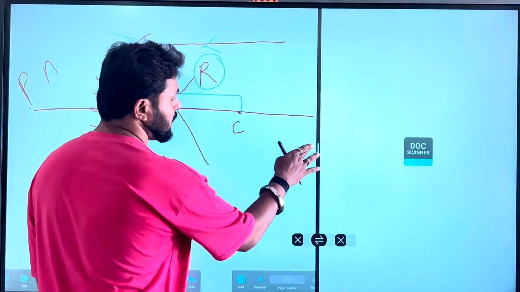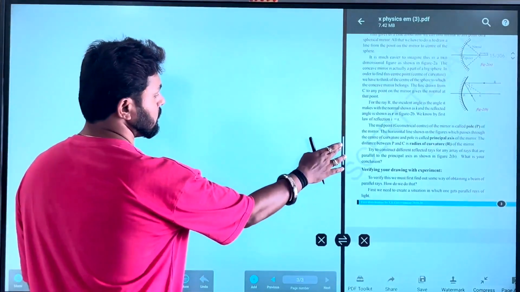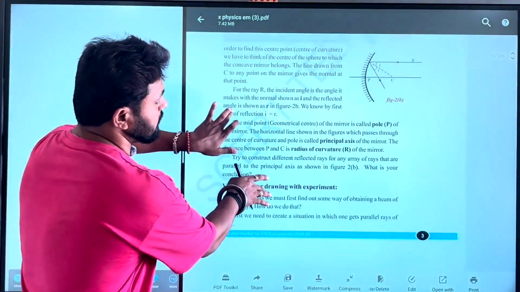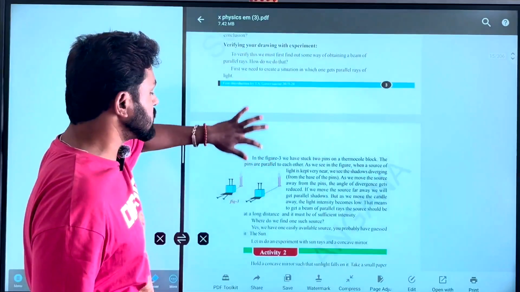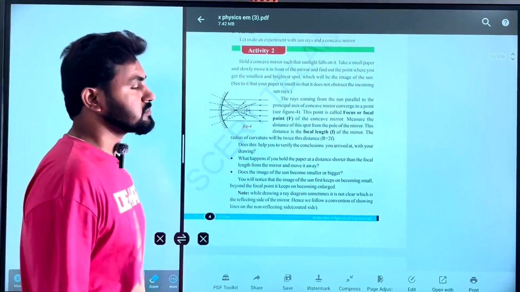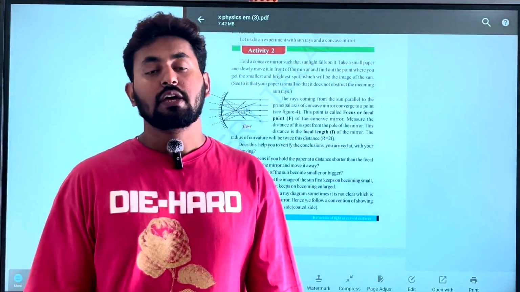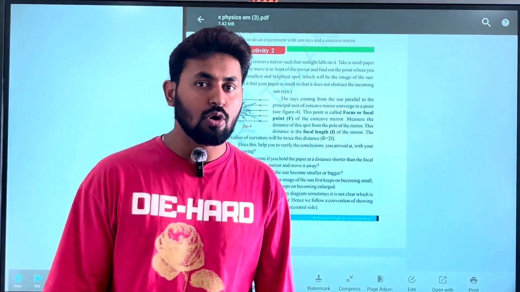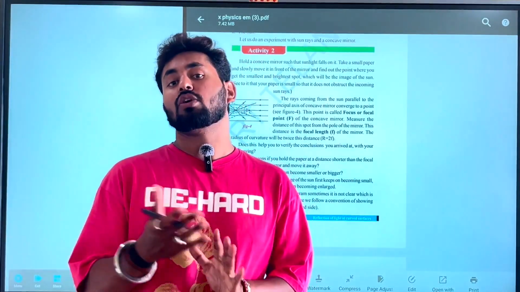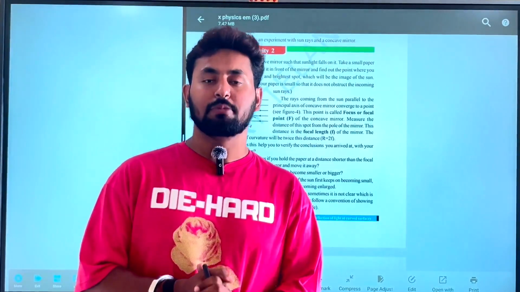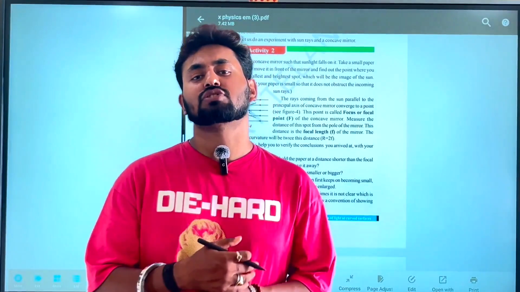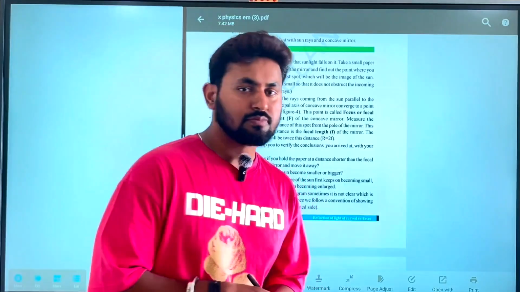Now moving ahead, we have the characteristics of images which are formed by the concave mirror and the convex mirror. As you already know, the nature of the image which is formed by the plane mirror, which you might have studied in your lower grade.